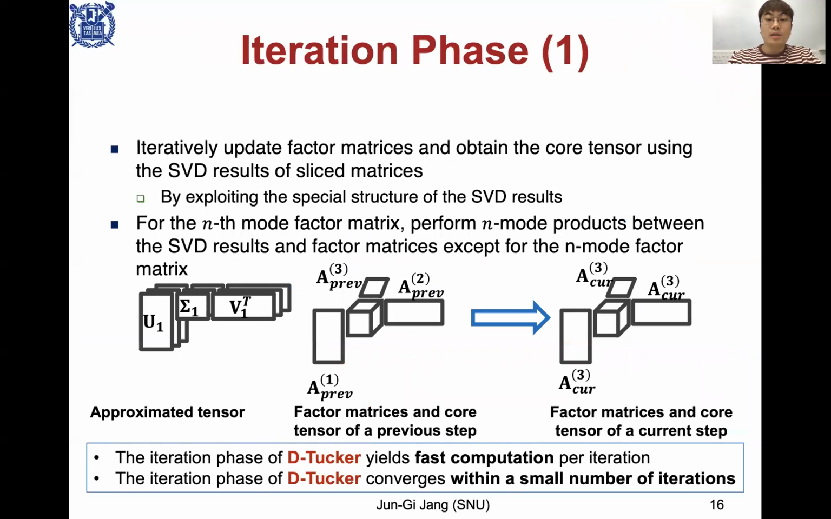After initialization, D-Tucker iteratively updates factor matrices and obtains the core tensor using the SVD results of the sliced matrices. For the n-th mode factor matrix, perform n-mode products between the SVD results and factor matrices except for the n-mode factor matrix. By using the SVD results of sliced matrices instead of an input tensor, the iteration phase of D-Tucker yields faster computation per iteration while converging within a small number of iterations.